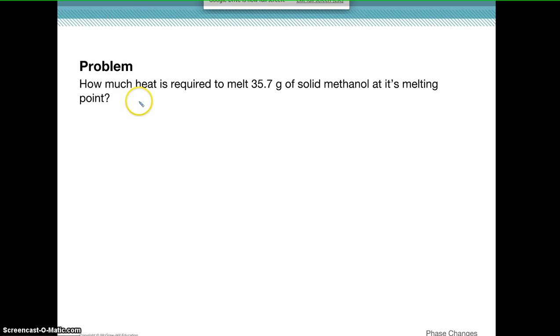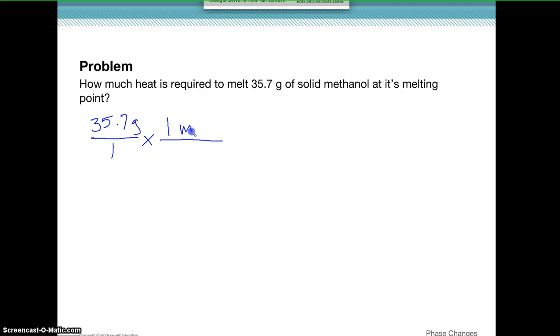So just like any other conversion problem, we're going to start with what we're given, 35.7 grams of methanol over 1. Okay. Now, we are talking about melting a solid, which is the heat of fusion, and if you take a look at the heat of fusion for methanol, it's 3.22 kilojoules per mole. Well, we don't have moles, we have grams, and we don't know the heat of fusion per gram. So what do we have to do to our grams? We have to convert it to moles.